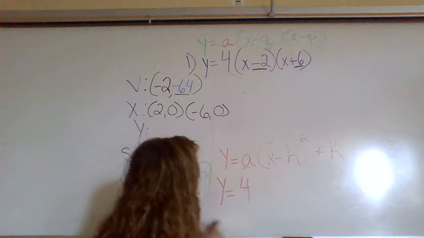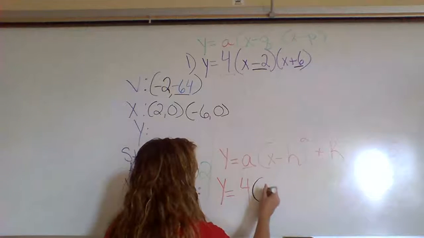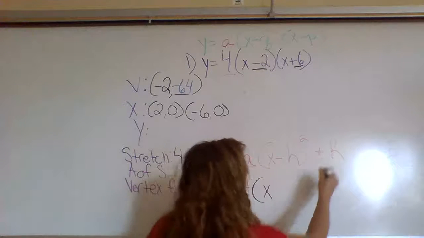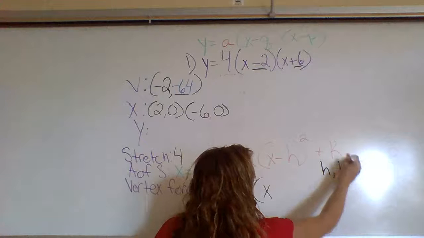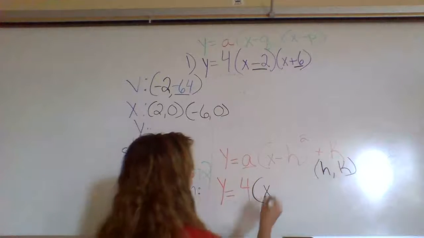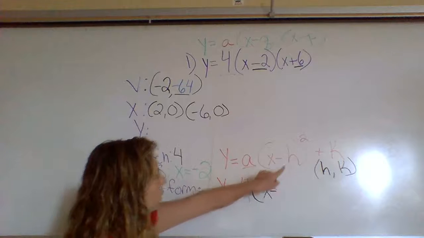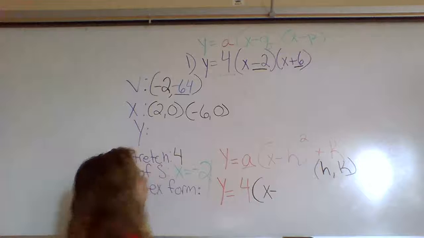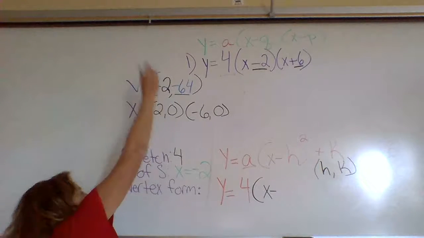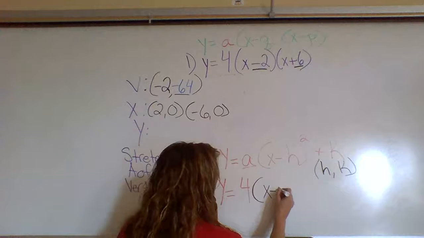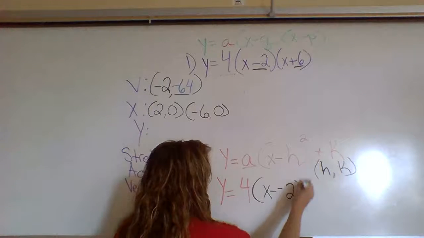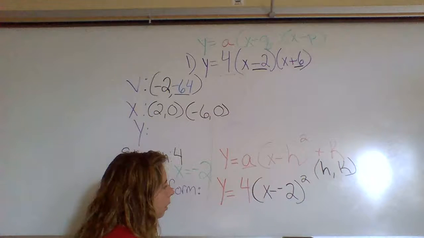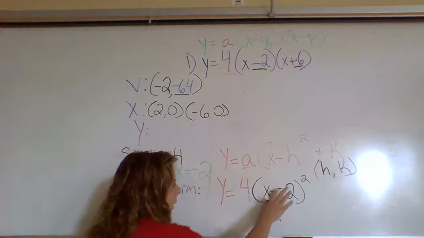Switch. X. And remember, this is your vertex. Your vertex is H, comma, K. All right. So X minus, what is H? What is the X value of my vertex? -2. So you have X minus -2 squared. X minus -2, that's the same thing as X plus 2.